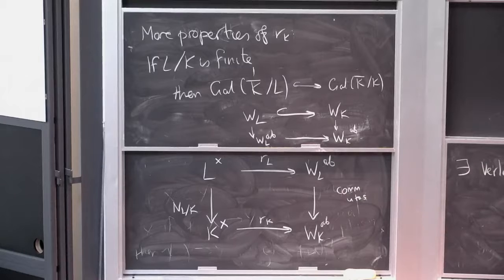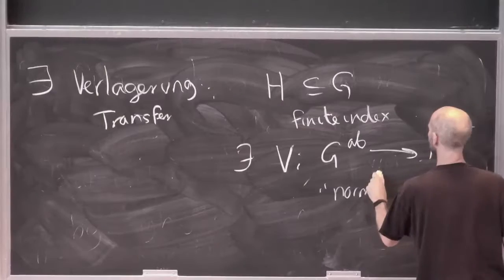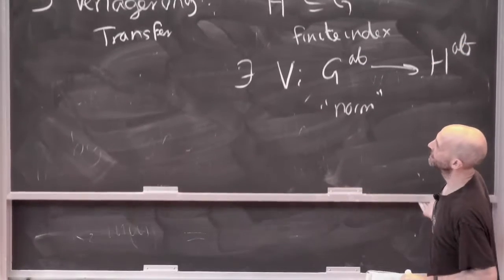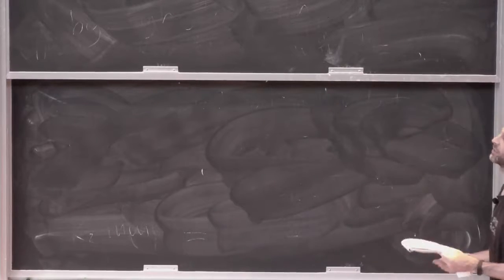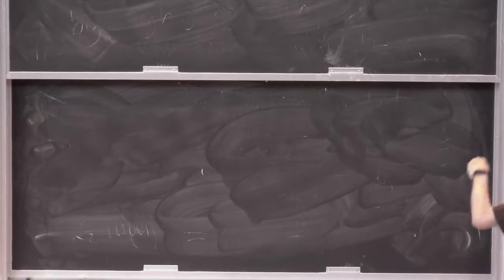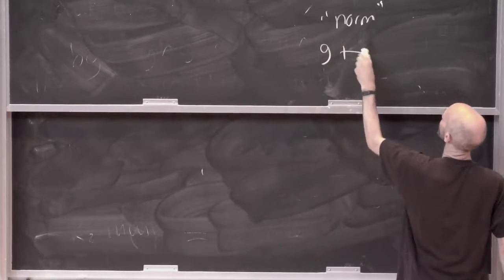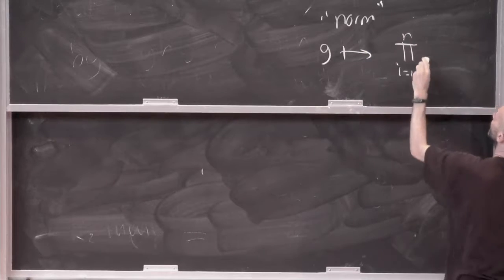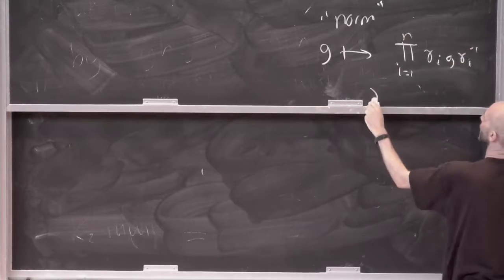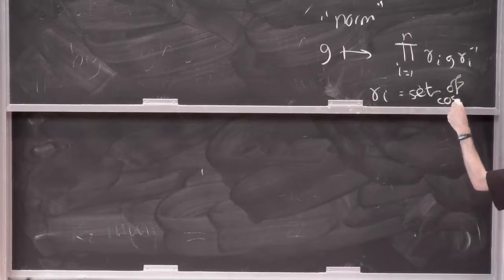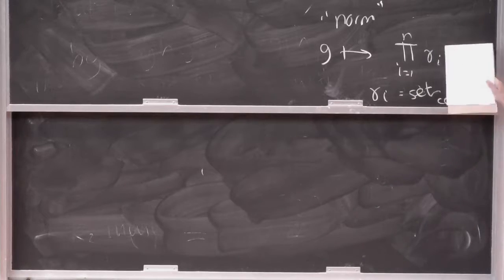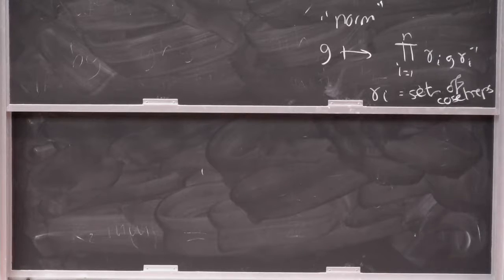This is what we call the transfer map. So if the situation is H lives in G, this is finite index, right? Then there exists some V from G ab to H ab, right? Which is just an analog of the norm, you see. And that Verlagerung, we'll never use this, I'm just telling you. I'm basically listing all the properties of class field theory I can think of. So it's basically G goes to the product for i from 1 up to n of gamma i G gamma i inverse, where gamma i is a set of coset representatives. And you never do products like this in group theory because you have to say what order we're doing everything in and blah, blah, blah. But in abelianization, it works.